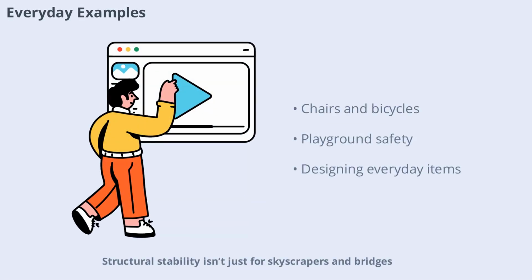Structural stability isn't just for skyscrapers and bridges. Everyday objects like chairs, bicycles, and playground equipment rely on the same principles. Understanding stability helps us design safer products and environments, from furniture to vehicles. It's a science that touches every aspect of our lives, often in ways we don't even notice.